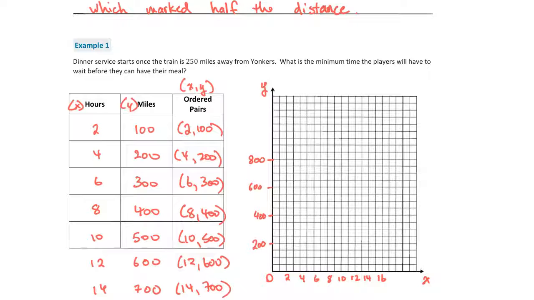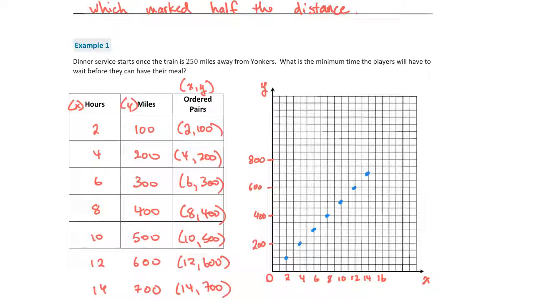The first pair was 2 and 100, so I find 2 across, and then work up to 100, which happens to be halfway between 0 and 200. The next one was 4 and 200, 6 and 300, 8 and 400, 10 and 500, 12 and 600, 14 and 700. And there is, I guess, the plot of my graph.